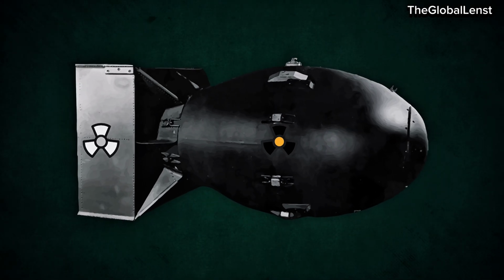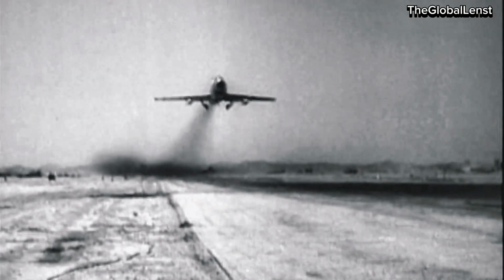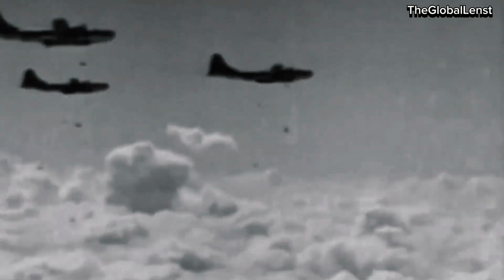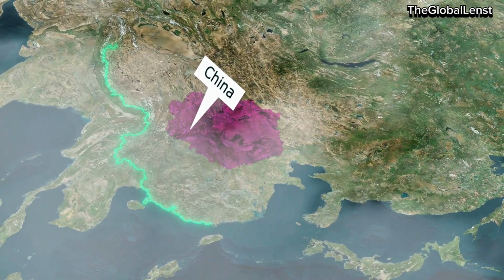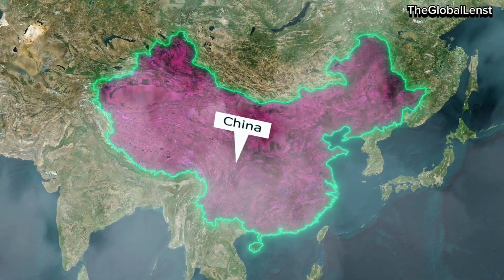The horrors of war. By late 1951, the Korean War had turned into a brutal stalemate. Both North Korean and UN forces were locked in fierce battles while advanced jet fighters fought in the skies. The US bombed North Korea relentlessly, dropping over 600,000 tons of bombs, pushing its people and industries underground. Meanwhile, Soviet support came at a high price. Stalin made China pay hard cash for weapons, even as Chinese troops died by the thousands.